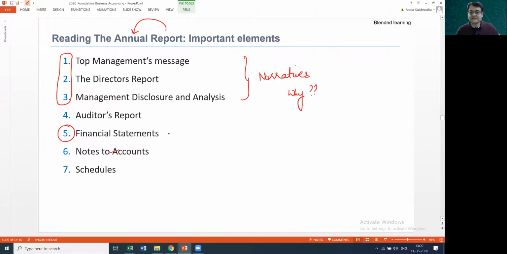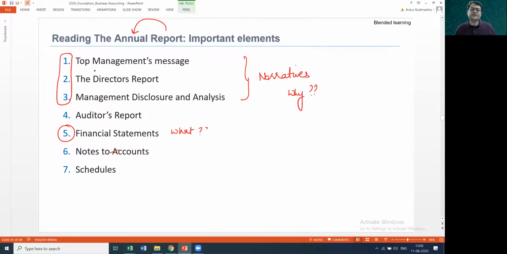What does a financial statement describe? What happened? Profit went up. Okay, the numbers will tell you 12% growth, but narratives will tell you why it went up. So it's extremely critical for any business student to not only focus on the fifth element, the financial statement directly, but go through 1, 2, and 3.